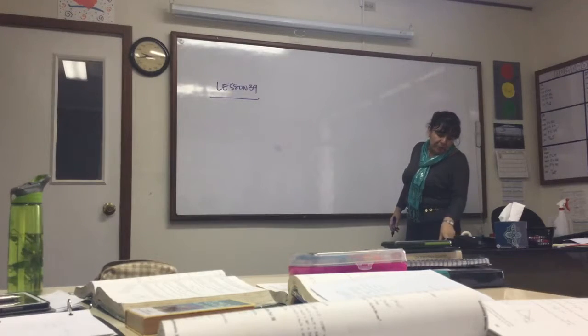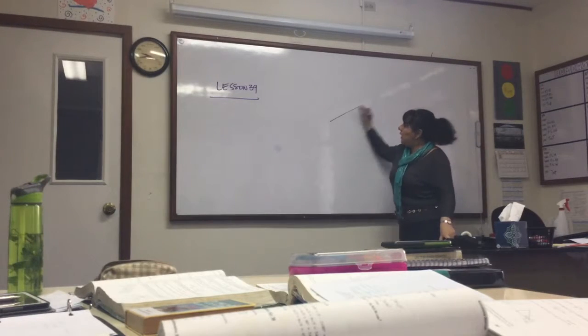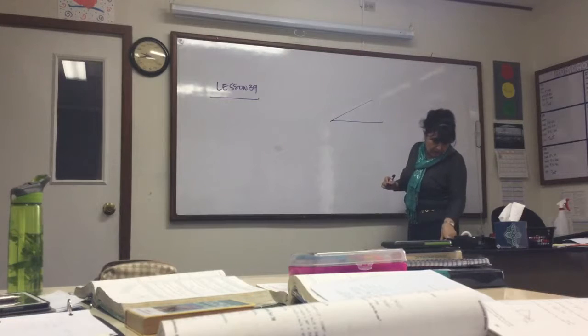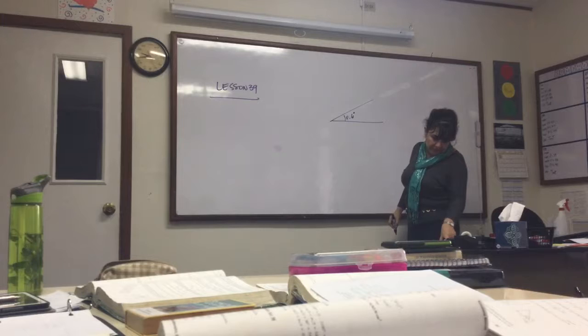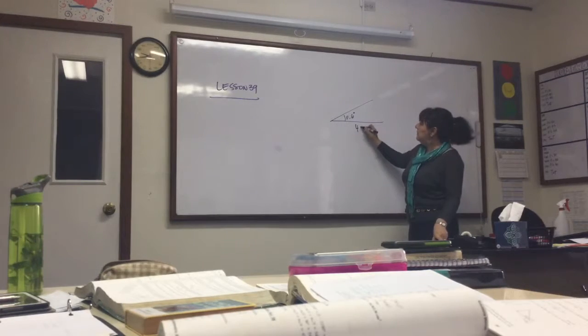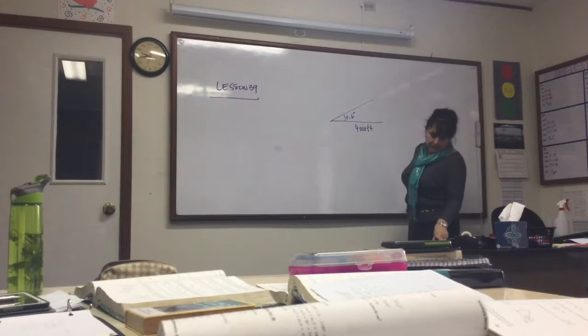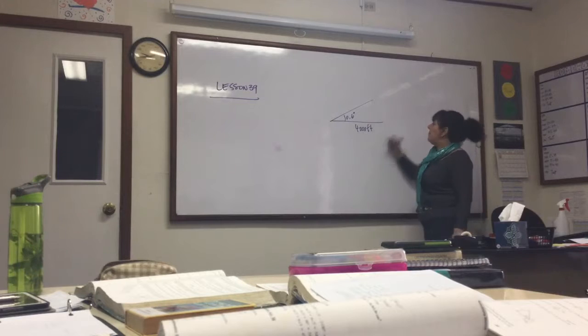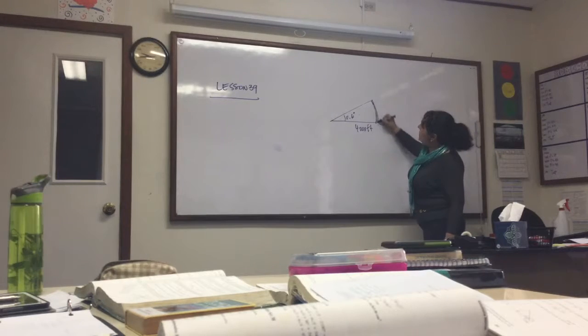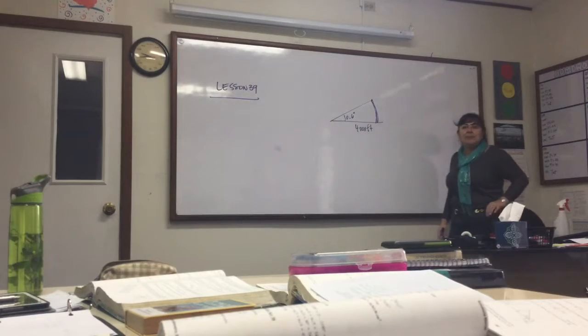Theo measured the angle between the base of the building and the top of the building. And it was 0.6 degrees. Theo was 4,000 feet from the base. How high is the building? This is a building. How high is the building?